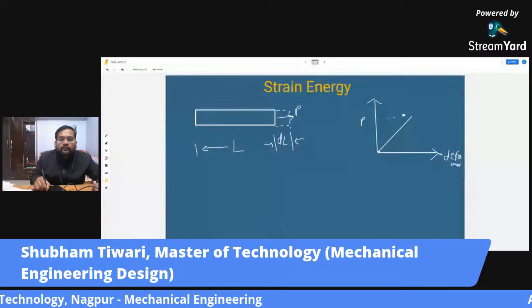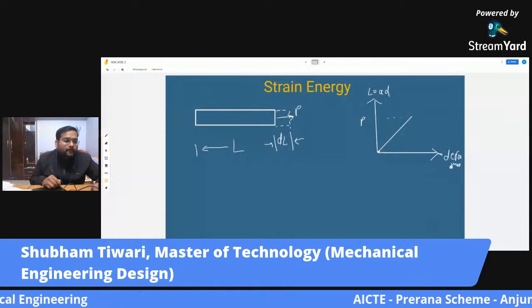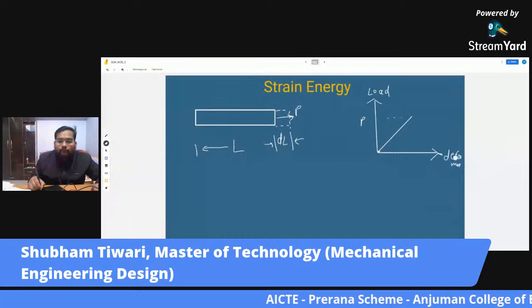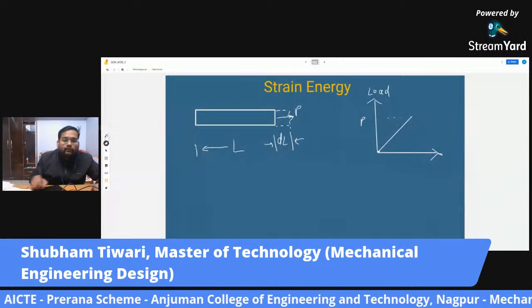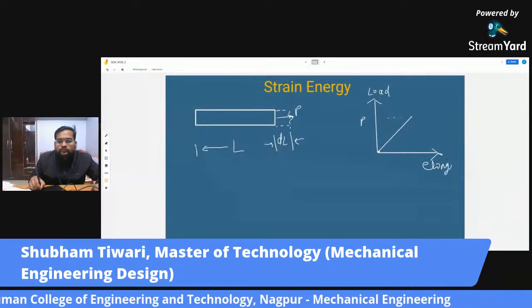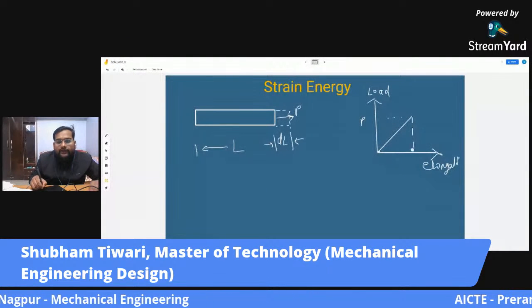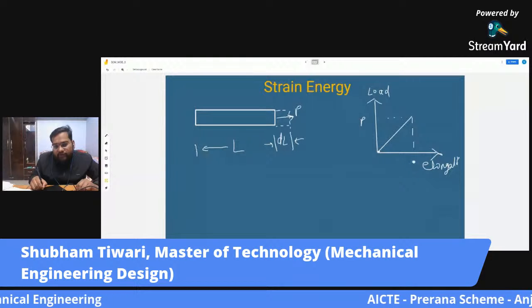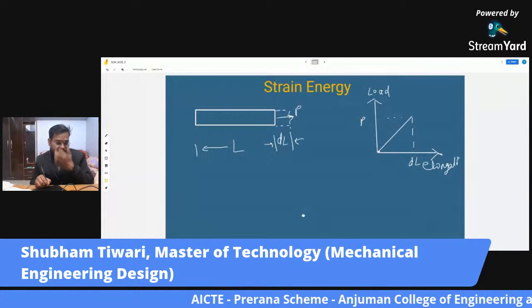Here we have load, and on this side we have elongation. At this point, the deformation was dl.